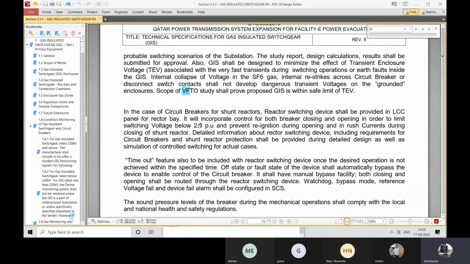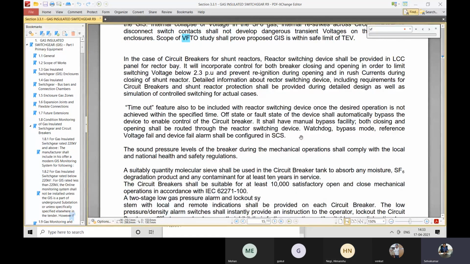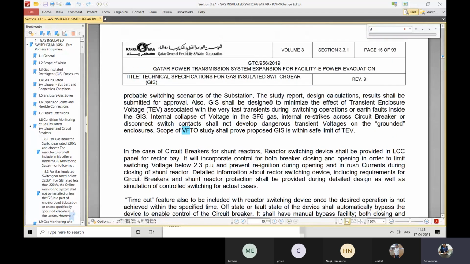Here they are telling that the reactor switching device shall be provided so that the voltage is below 2.3 per unit, something like that. So we need to carefully go through this portion to decide what are the studies which we need to perform. Okay. Right. Yeah. Yes, Venkat.